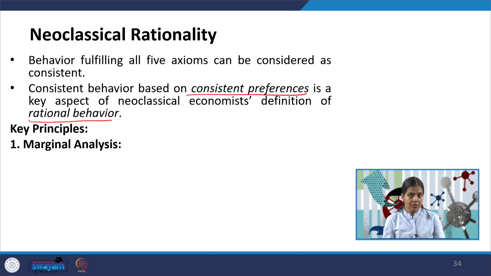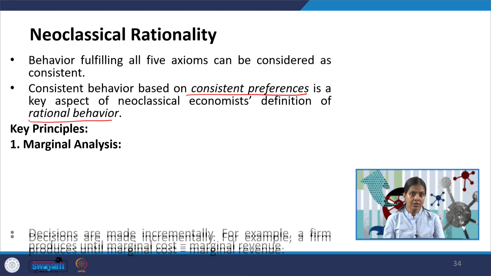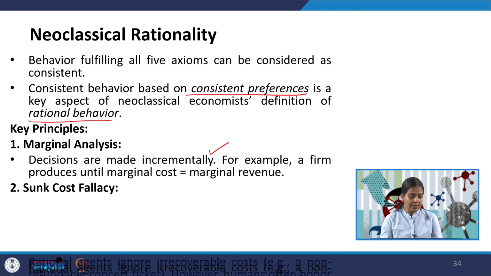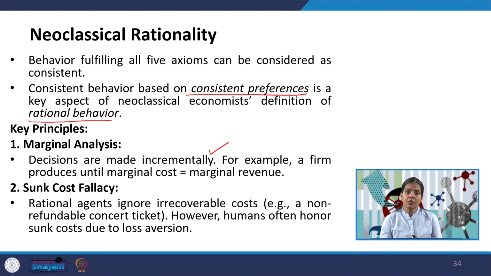The key principles in neoclassical economics are, first of all, marginal analysis. Decisions are made incrementally, that is, we consider things happening at the margin. For example, a firm produces until marginal cost equals marginal revenue. Sunk cost fallacy: rational agents ignore irrecoverable costs, for example, a non-refundable concert ticket.